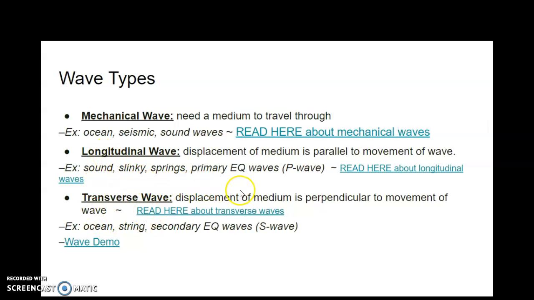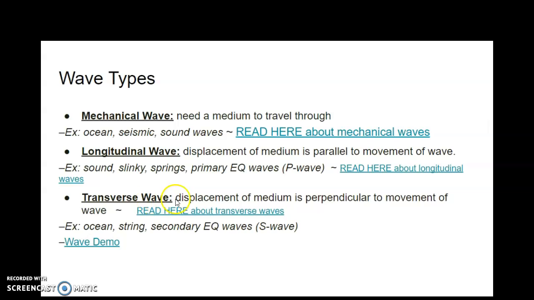Our next type is longitudinal. In this type of wave, the displacement of the medium is parallel to the movement of the wave. Now, this is a little bit wordy, but you can think of this as more like a shudder. So P waves, for example, primary earthquake waves, this is like the shudder through the ground before the actual destruction takes place. So you're not going to see up and down movement with longitudinal waves. And I'll show you an example of that here in a moment.